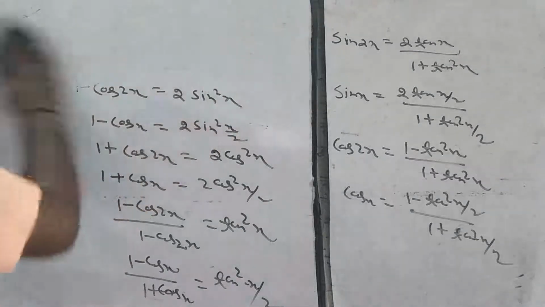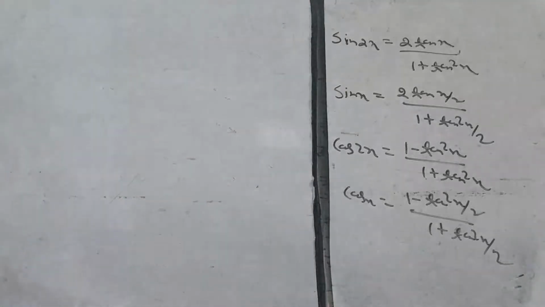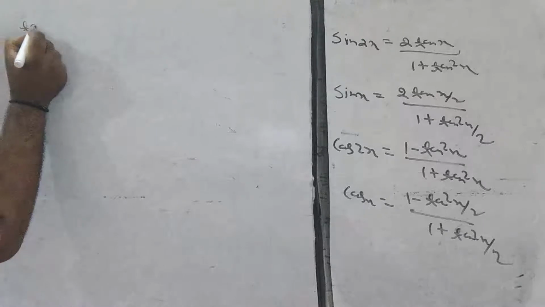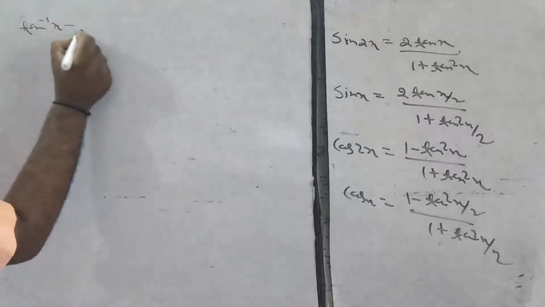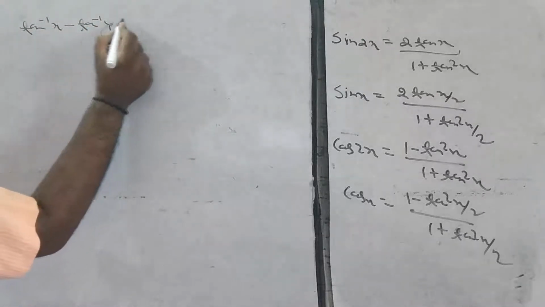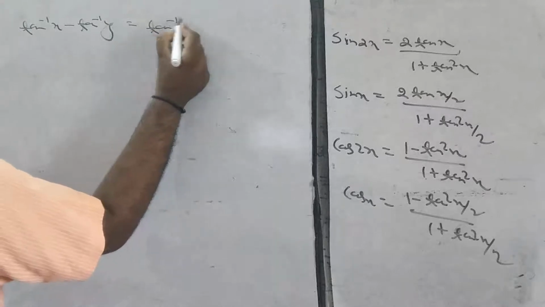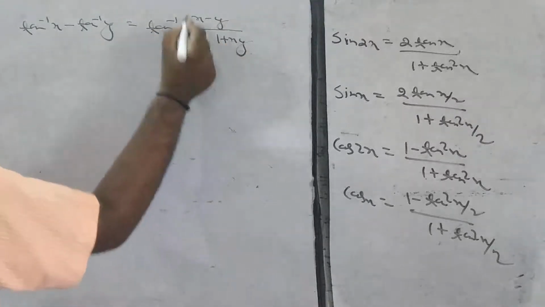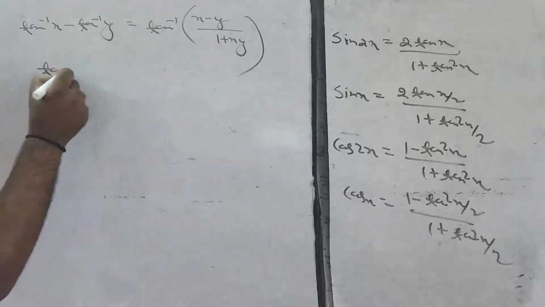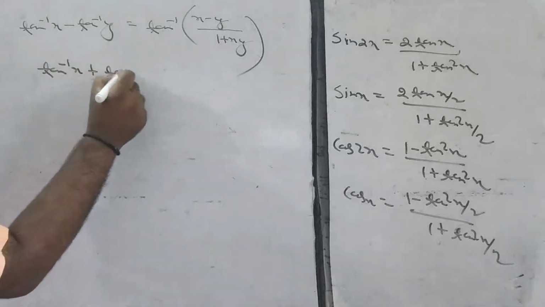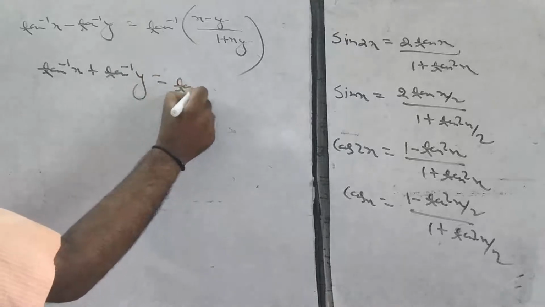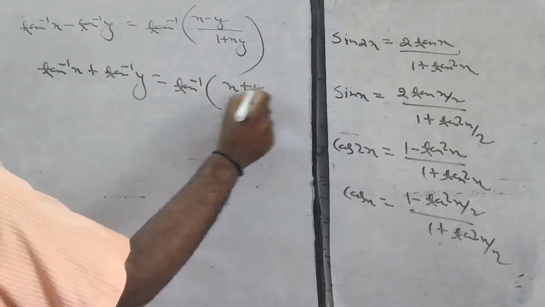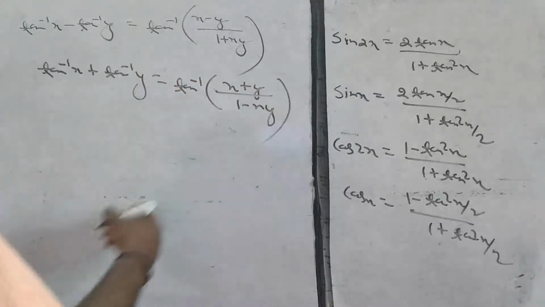Then another one you can also remember here: tan inverse x minus tan inverse y is equal to tan inverse of x minus y upon 1 plus xy. Tan inverse x plus tan inverse y is equal to tan inverse of x plus y upon 1 minus xy.